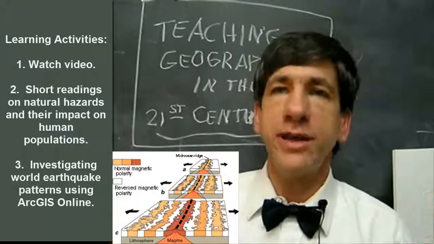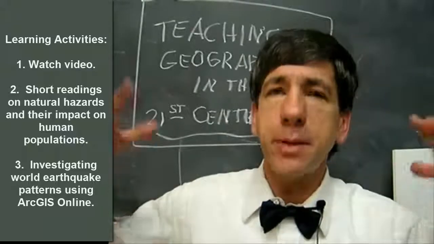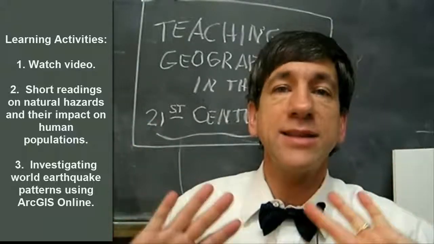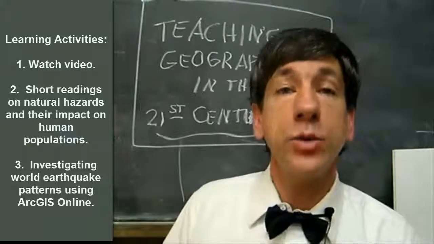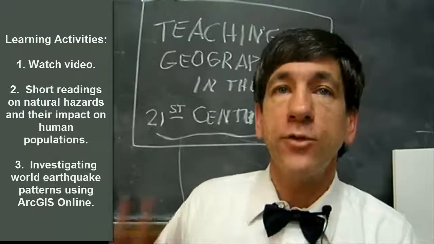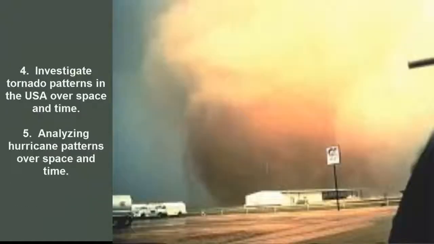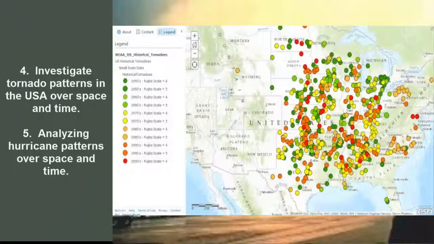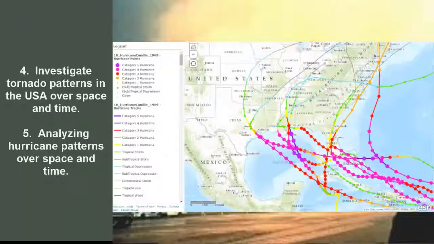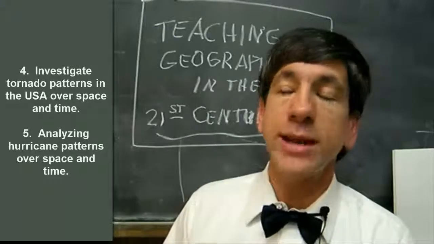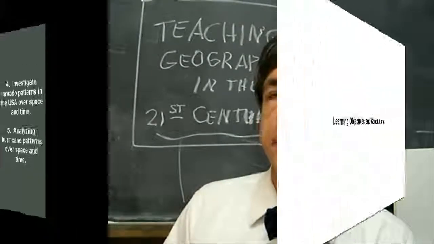There are so many things you can do with ArcGIS Online, so we keep coming back to that tool. In this case, we're going to look at some real-time data from the U.S. Geological Survey. 4th, we're going to investigate tornado patterns in the USA over space and time. And then 5th, we're going to actually analyze a different natural hazard, and that is hurricanes, over space and time. So I'm quite excited about those hands-on activities.